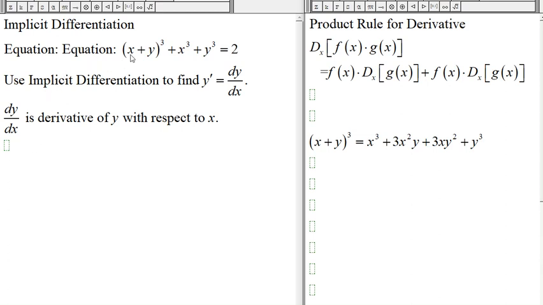Here we have the equation of x plus y to the third plus x to the third plus y to the third equal to 2. And we want to find the derivative of y with respect to x.